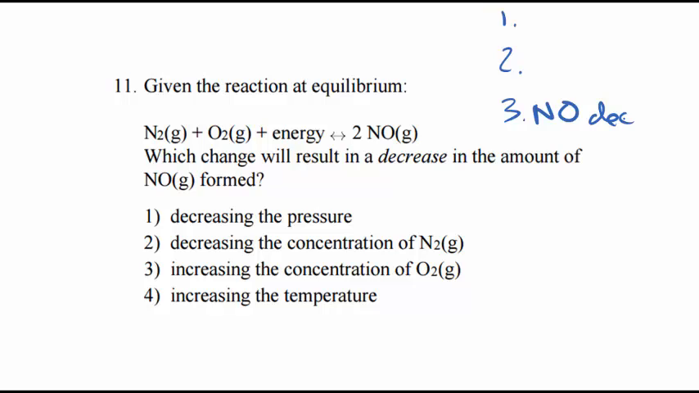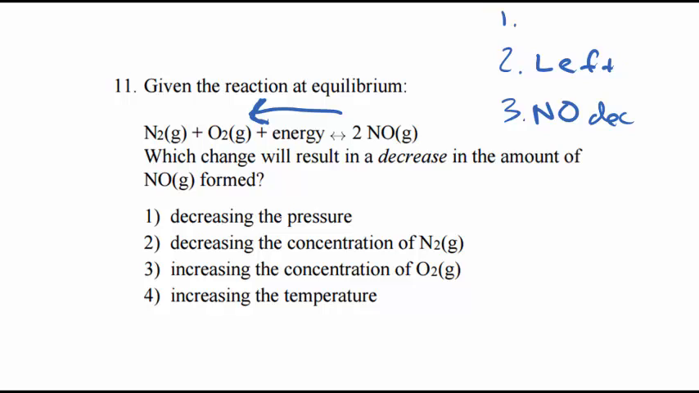How do we get it to decrease? Well, if I'm going to have less of it, that means I'm going to have to shift to the other side, right? I'm going to have to go this way. So that means my shift is going to have to be left. Okay, so how can I get it to shift left? Well, that's where these questions come in.